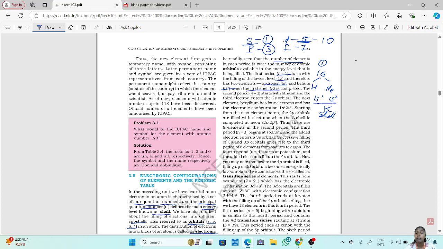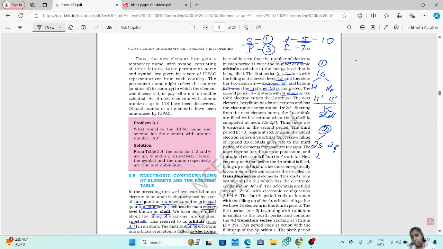Now next will come your second period. What will happen in the second period? Along with the 1s, you will be adding 2s and 2p orbitals. Now it starts with lithium. The second shell starts with lithium. The third electron enters the 2s orbital.